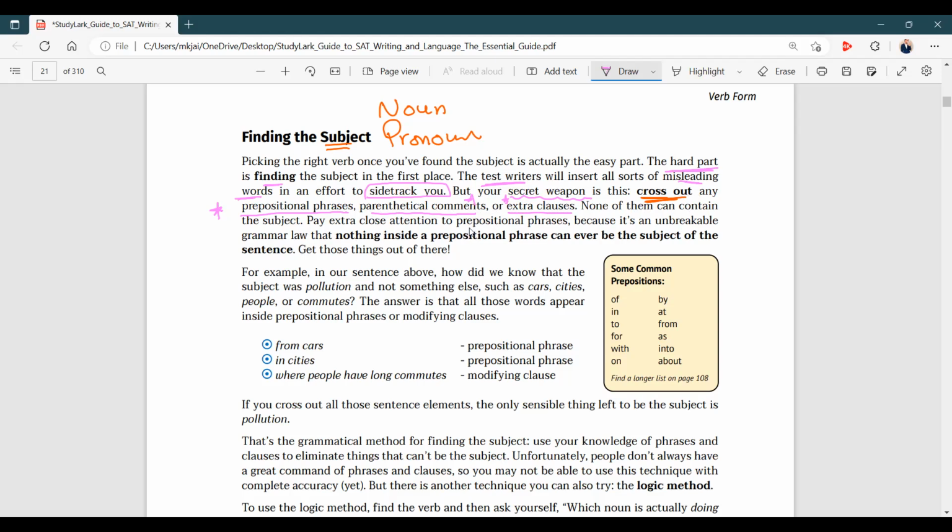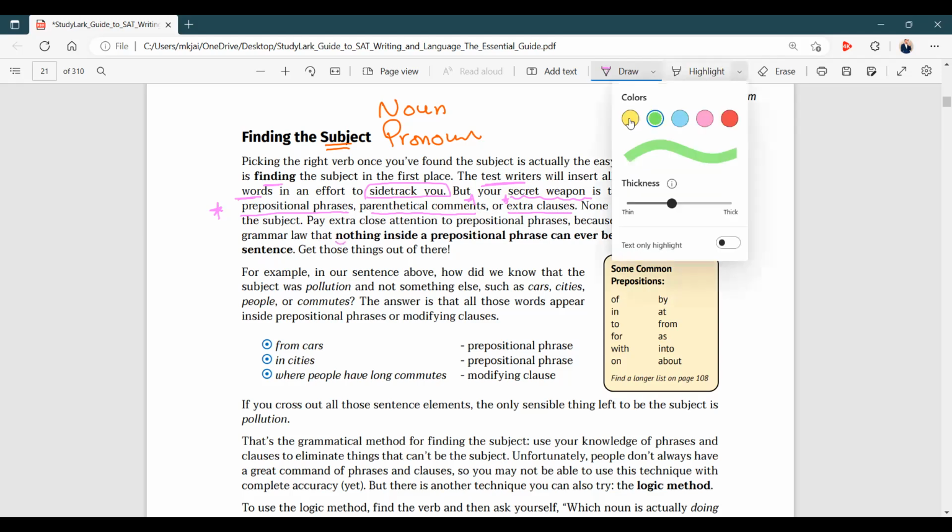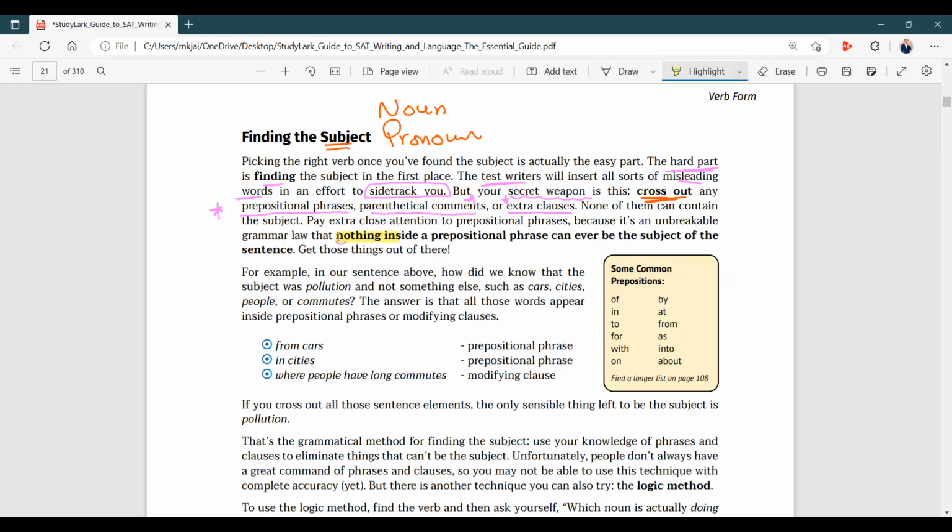And pay attention to prepositional phrases, because it's an unbreakable grammar law that I've just mentioned. Let me highlight it. Nothing inside the prepositional phrase can ever be the subject of the sentence.